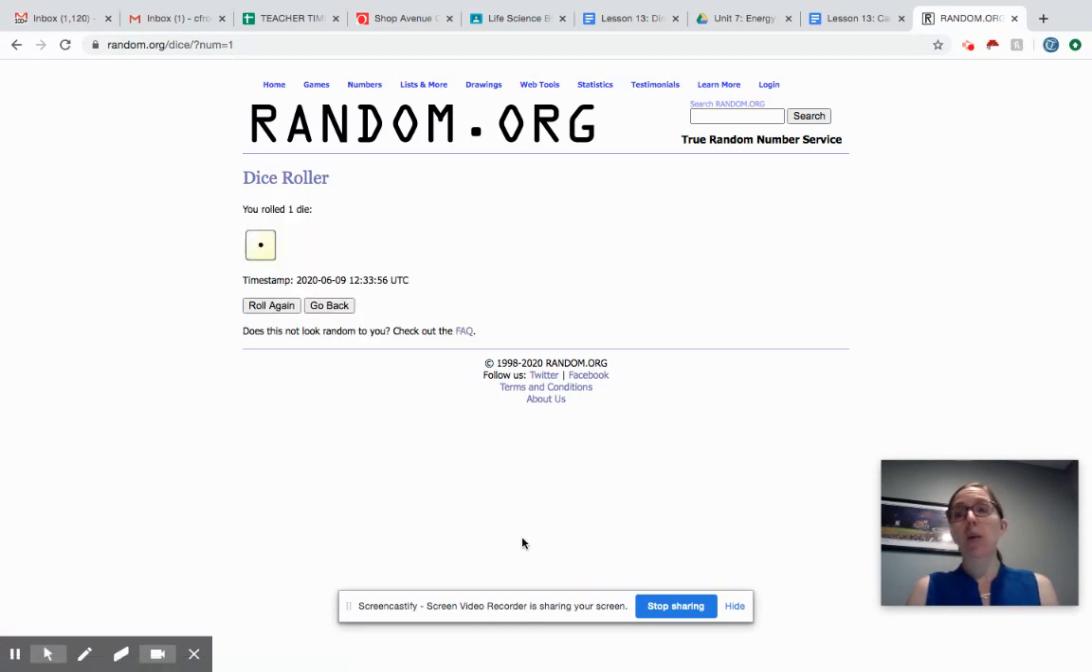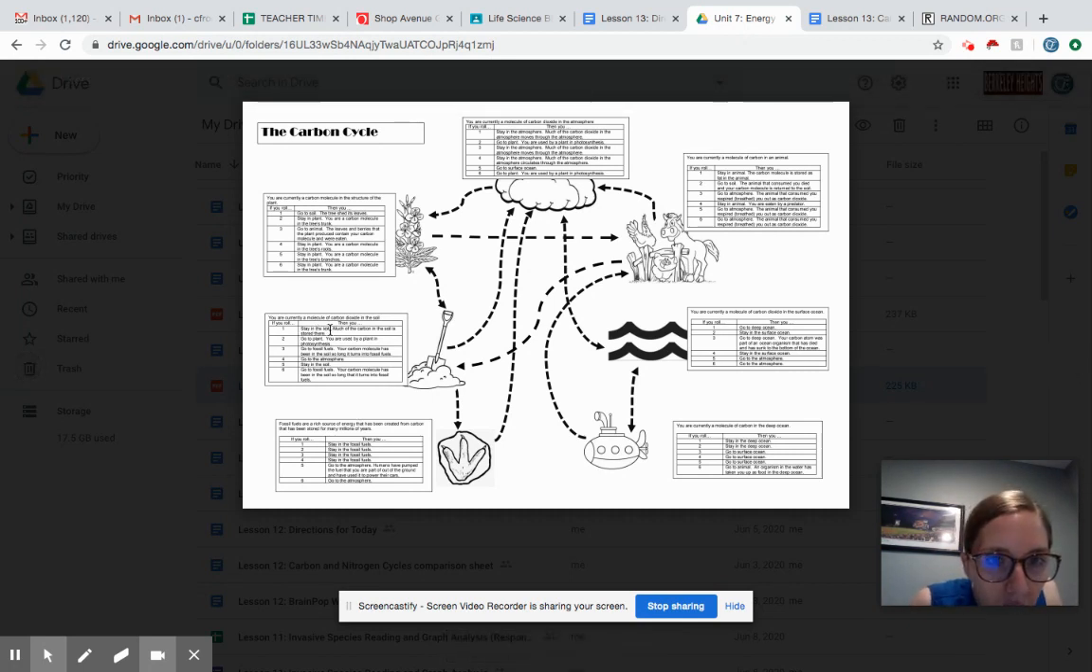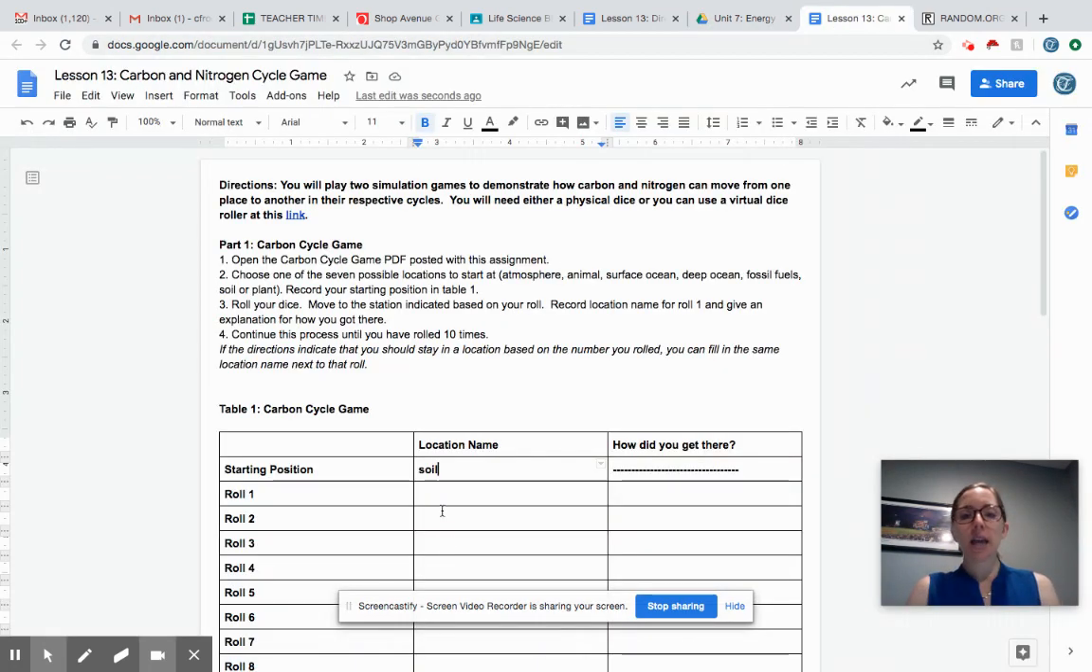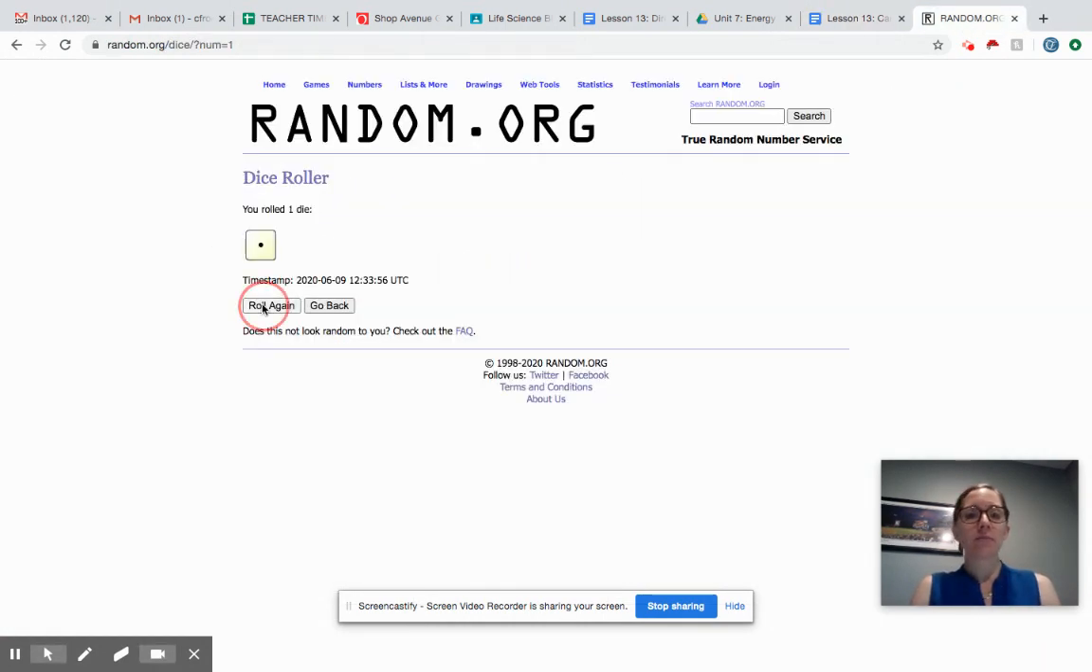And it says I got 1. So if I look on the PDF, I'm in the soil, and it says if I roll 1, I stay in the soil. Much of the carbon in the soil is stored there. So on my dice, I would say that I ended up in the soil. And how did I get there? Well, I stayed because much of the carbon is stored here. And I'll roll again.